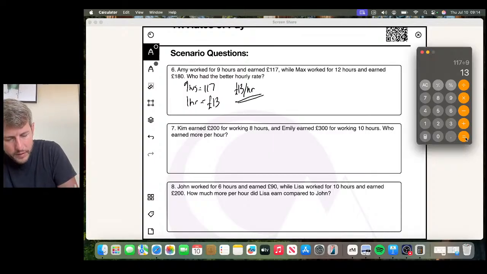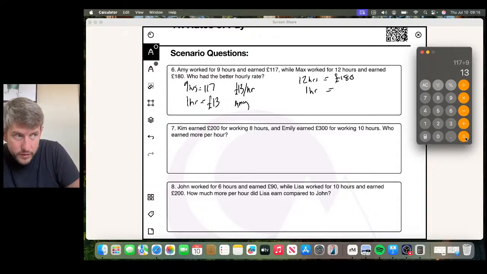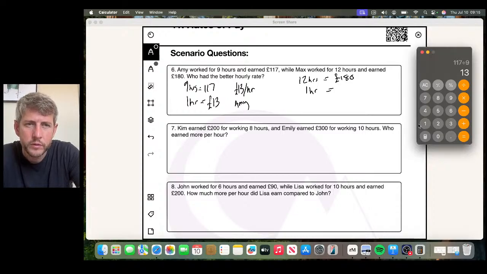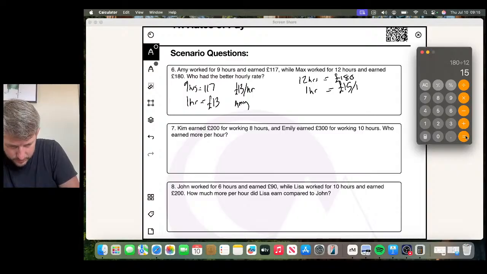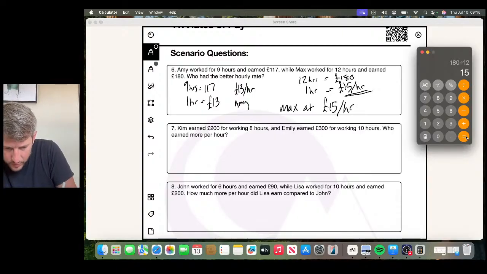So that's one part. And then, in fact, don't underline it yet because that's not the answer. Just say Amy underneath. And then Max is 12 hours at £180. So 1 hour equals 180 divided by 12. So that'll be £15 per hour. Okay, and that is the right answer. So we've got Max at £15 per hour. Okay, let me just get rid of those double lines there.